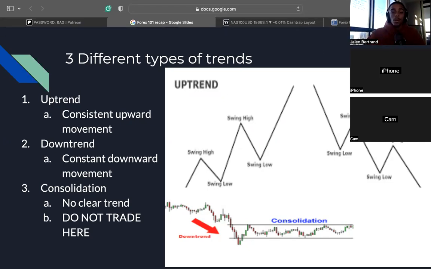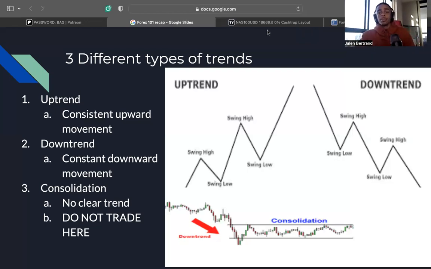Cam, does the uptrend make sense now, at least? If it doesn't, let me know what you're confused on, because if you're confused on a specific thing, I can tailor it to that. The downtrend is easy to explain because it's the opposite of an uptrend. Okay, still processing, still getting it.